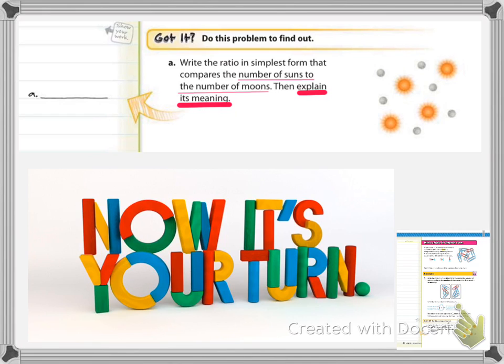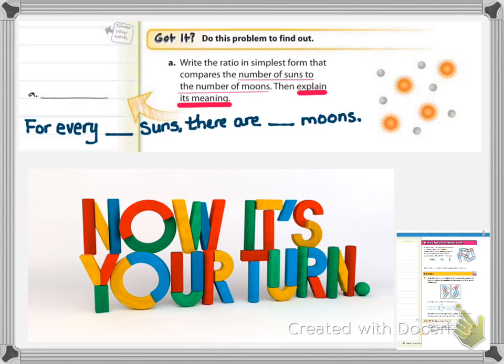Okay, so now it's your turn to try one of these. So over here, for example A, you're going to write the ratio in simplest form that compares the number of suns to the number of moons. Now, once you do that, make sure you simplify it, but then I want you to explain its meaning. So here you can see I started you out with your sentence on what it should look like when you are explaining its meaning. Now go ahead and pause your video, work this guy out, and then push play to check your work.